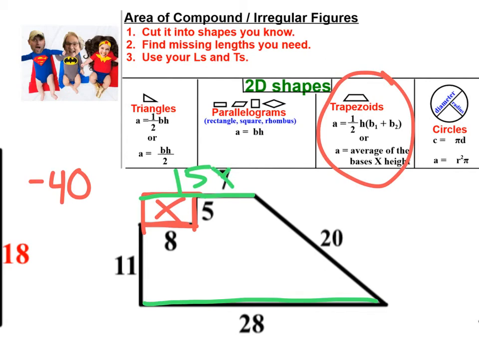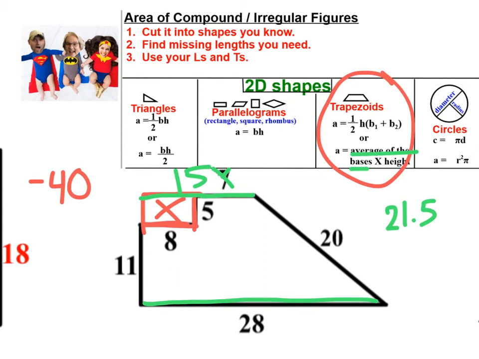I want to find the average of those bases, so I add them together, and then I divide by 2. So I'm taking 15 plus 28, and then I'm dividing that by 2. 15 plus 28, of course, is 43. Divide that by 2, and you get 21.5. So 21.5 is what I consider the average of the bases. That's this part of this formula. And then I need to take it times the height.